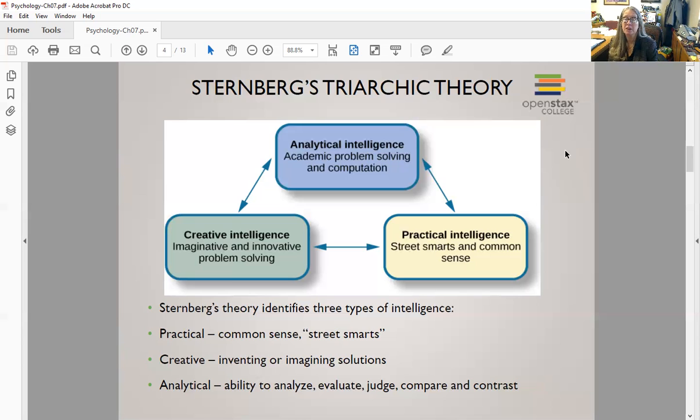Creative intelligence could be looked at if you look at how creative someone was in their designing of an experiment. And practical intelligence is, how good is someone at figuring out how to get people to participate in the experiment and get the nuts and bolts of the experiment done. So practical intelligence, common sense, street smarts. Creative intelligence, inventing, creativity, innovation. Analytic intelligence, your ability to analyze, evaluate, judge, compare, contrast. A lot of the things that we teach in college look at analytic intelligence.